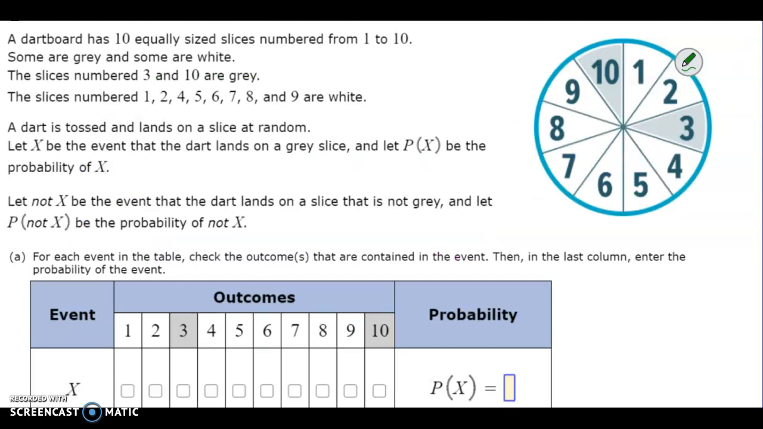Down here, this question's a little goofy. There's a lot of wording here. A dartboard has 10 equal sized slices numbered 1 through 10. So we can see that on the right. Some are gray, some are white. We can see which ones are gray and white. They tell you there. A dart is tossed and lands on a slice at random. Let X be the event that the dart lands on a gray slice. So X is gray. Okay, so then P of X is the probability of gray.